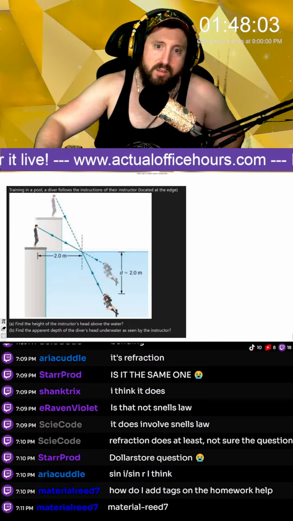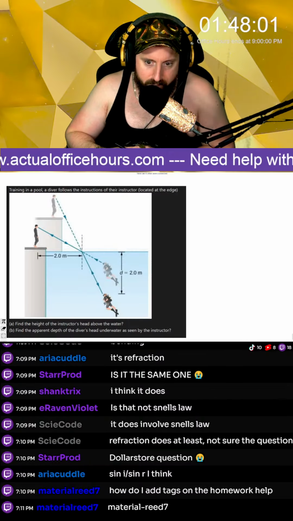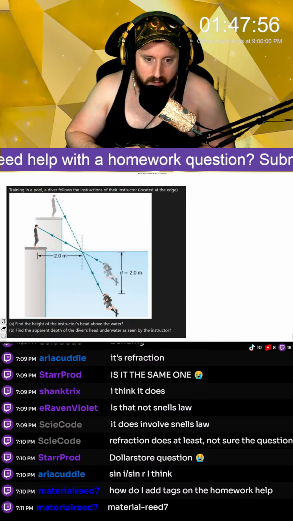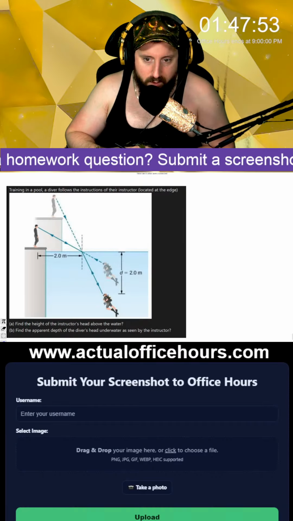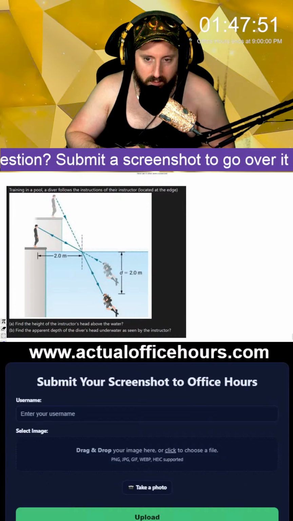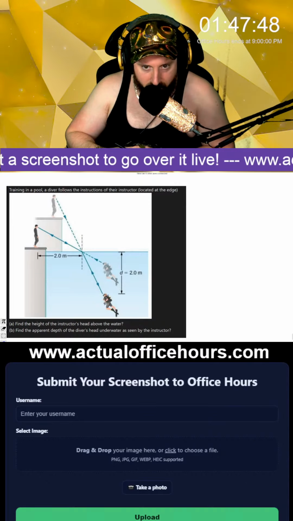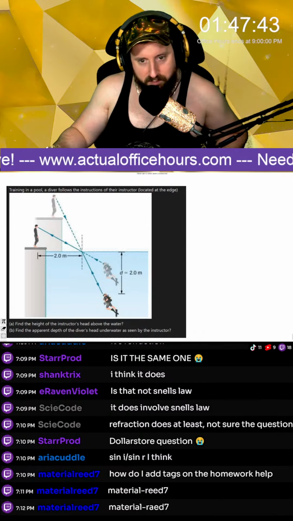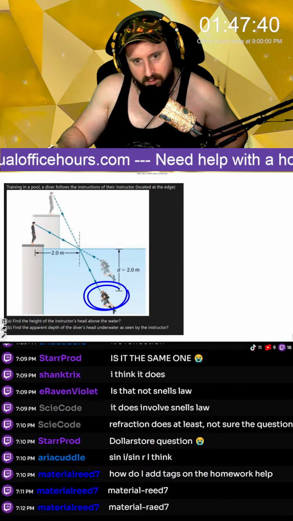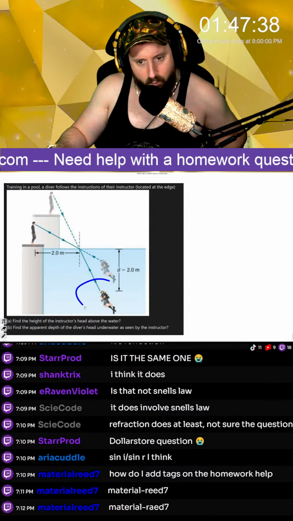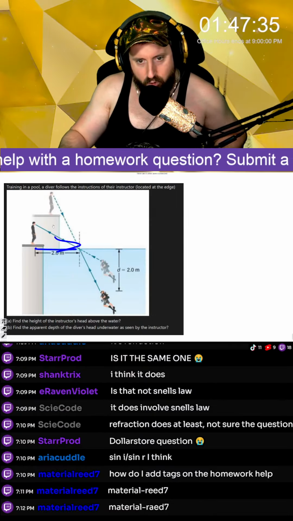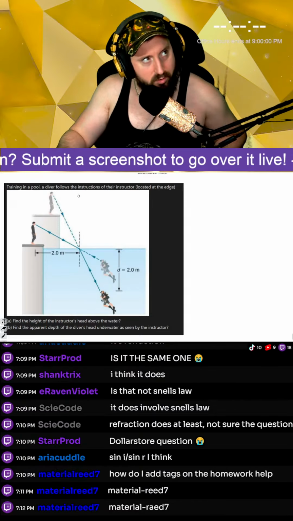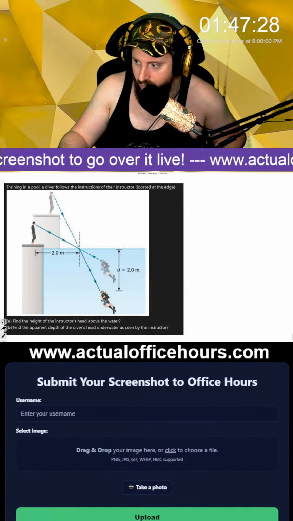Okay. Let me see. Find the height of the instructor's head above the water. Find the apparent depth of the diver's head underwater as seen by the instructor. Find the height of the instructor's head above the water. Oh, I see. They're saying that this person in the water sees the diver as being 2 meters closer to them. Sorry, sees the land person 2 meters closer to them.